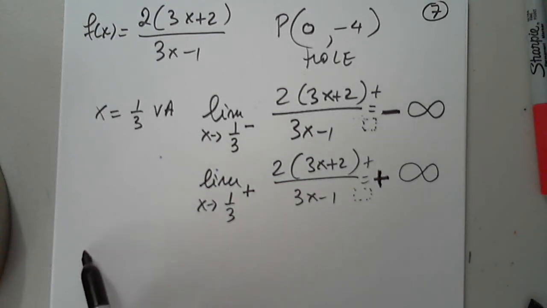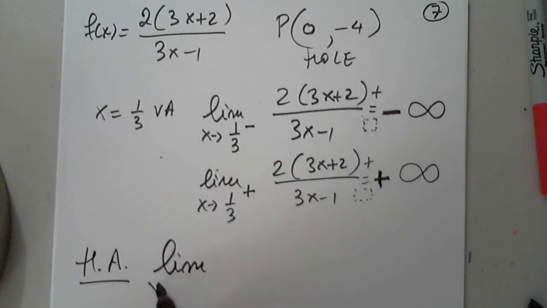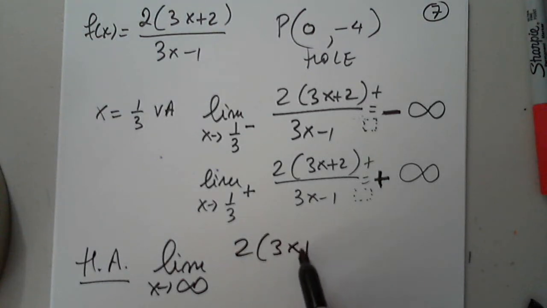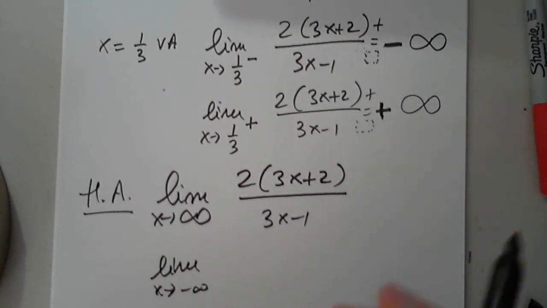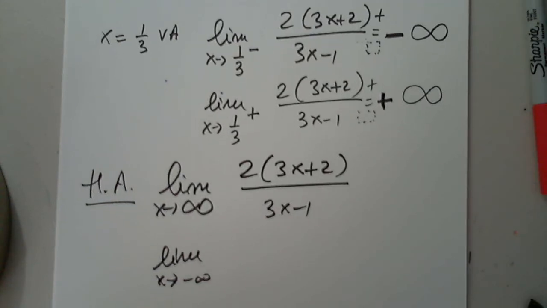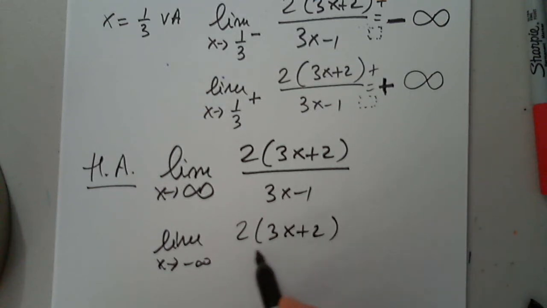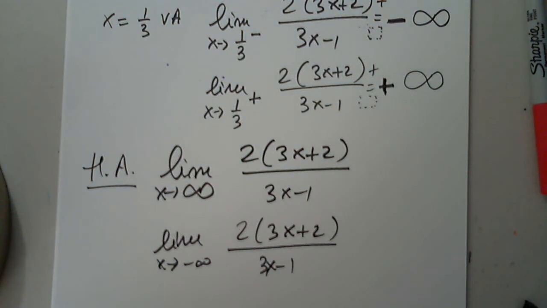Now I need to determine the horizontal asymptote. How do I do that? Well, I have to find the limit as x approaches infinity of this function, the simplified one, of course, and the limit as x approaches negative infinity from the simplified form. If I get a number, 2, 5, 10, negative 3, then I'll say that is the horizontal asymptote. If I get infinity, there is no horizontal asymptote.